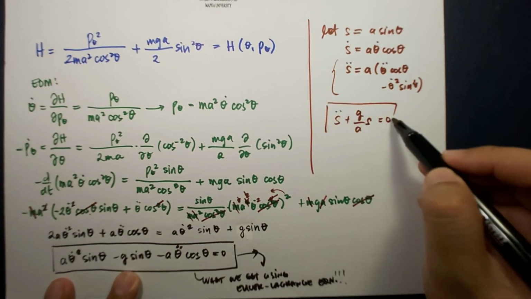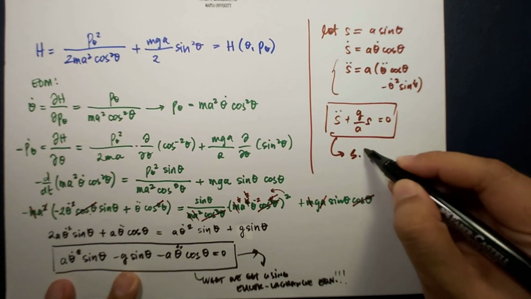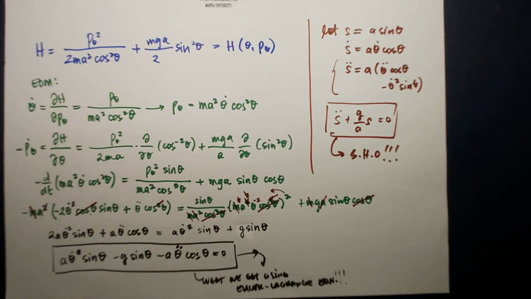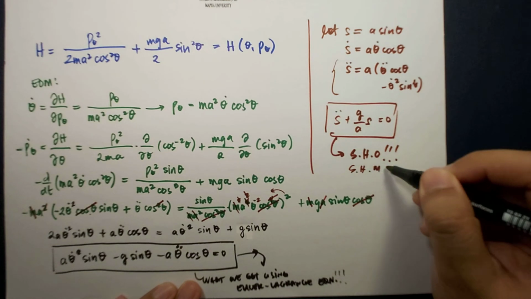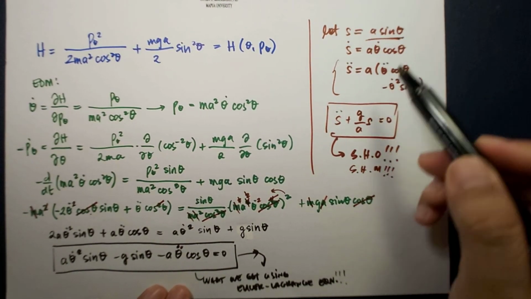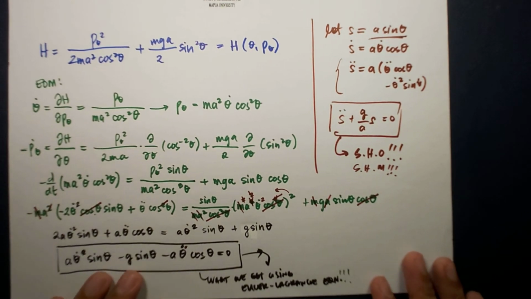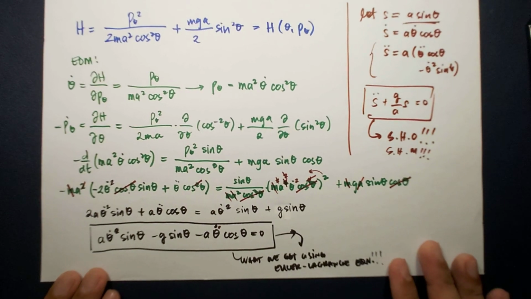And what do you notice here? This is actually a simple harmonic oscillator, or simple harmonic motion. Okay, so under this parameter, our particle will actually move in simple harmonic motion. Amazing. I hope this is clear.